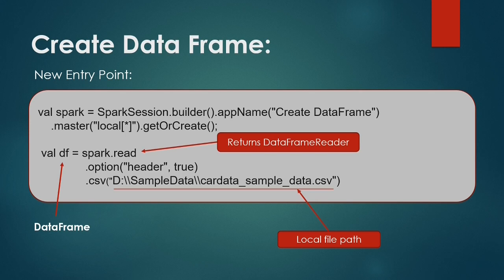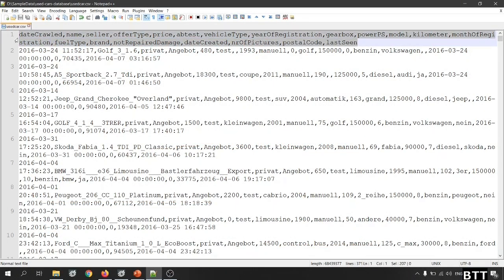This is one of the ways to read the CSV file. Let's stop the theory part and try to write some code and see how it works. So this is my used car data. It's a comma separated file with header. It contains year of registration, brand, and fuel type, and even contains many details about the car. So I will be using this data to create a data frame.